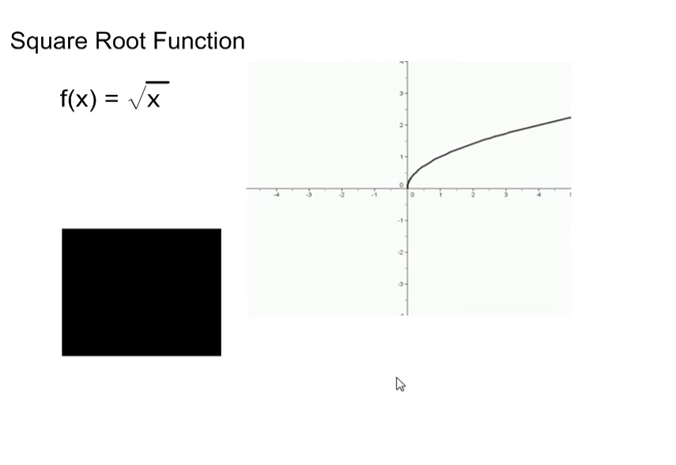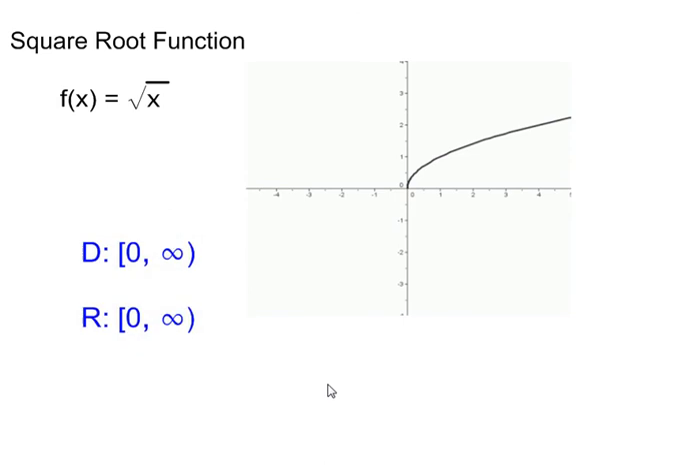Next function is the square root function. Notice the square root function does not have any negatives in it, in the y value or in the x value. So the domain is from 0 to infinity. Range is also from 0 to infinity. We do include 0 in this function. If you plug 0 in here, you still get 0.